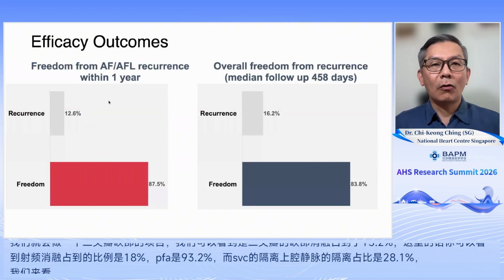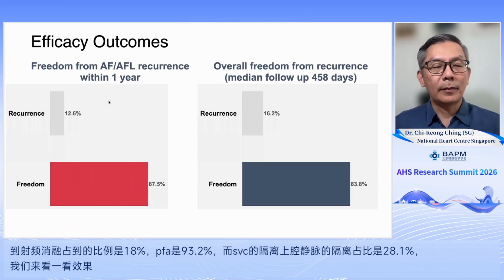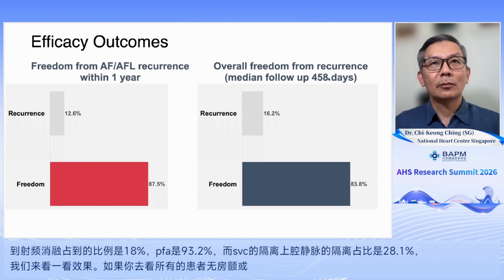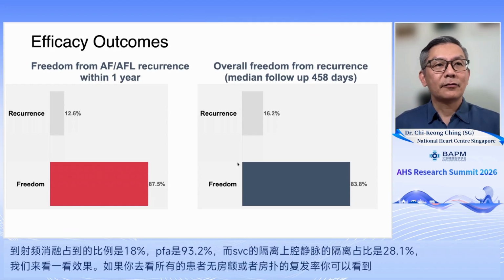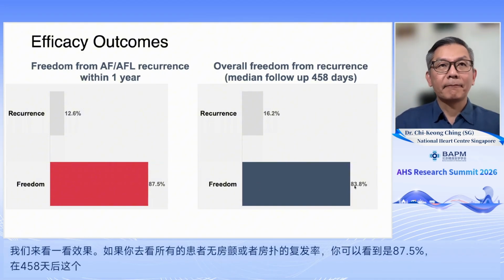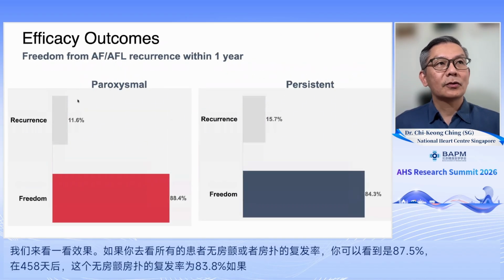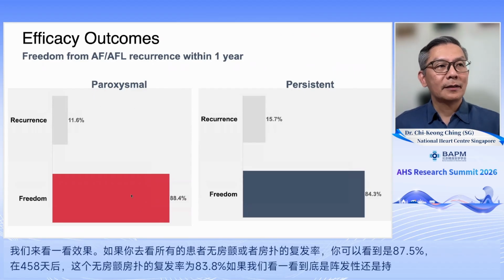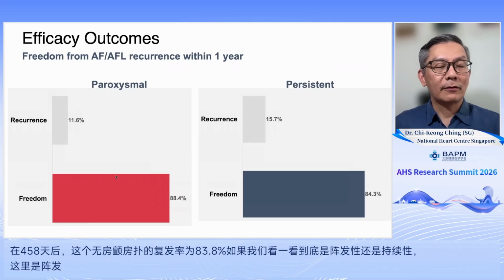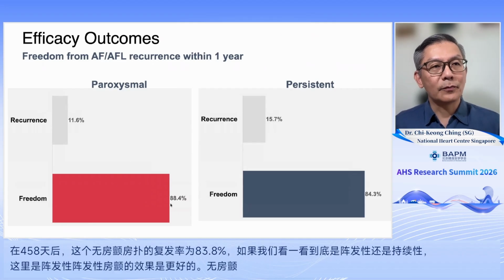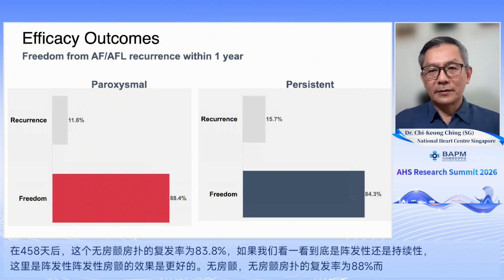If you look at all patients, at 1 year, freedom from flutter and fib was about 87.5%. This is the median follow-up of up to 458 days. The freedom from AFib or flutter is about 84%. Now, if we look at whether it's paroxysmal or persistent atrial fibrillation, those who had paroxysmal tend to have a better outcome. The freedom from atrial fib in the paroxysmal atrial fib group was about 88%, whereas those in the persistent group was about 84%.